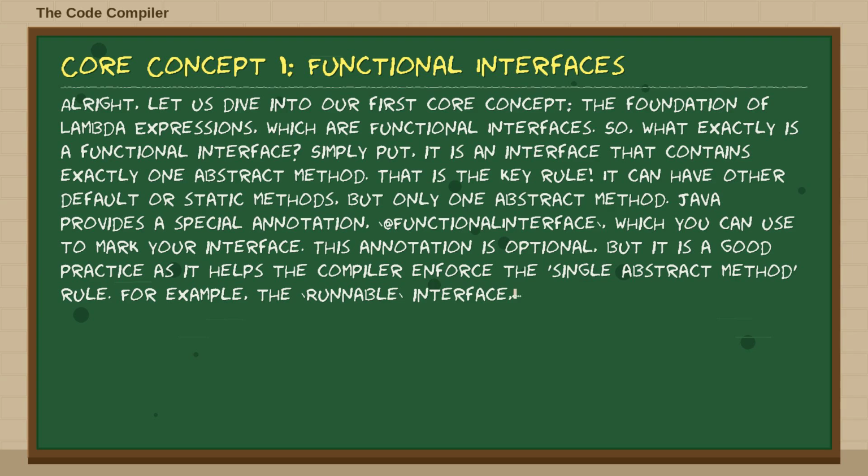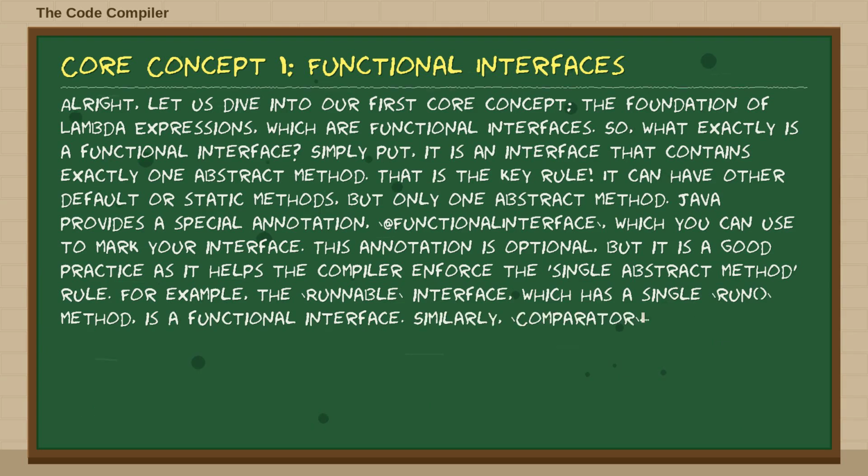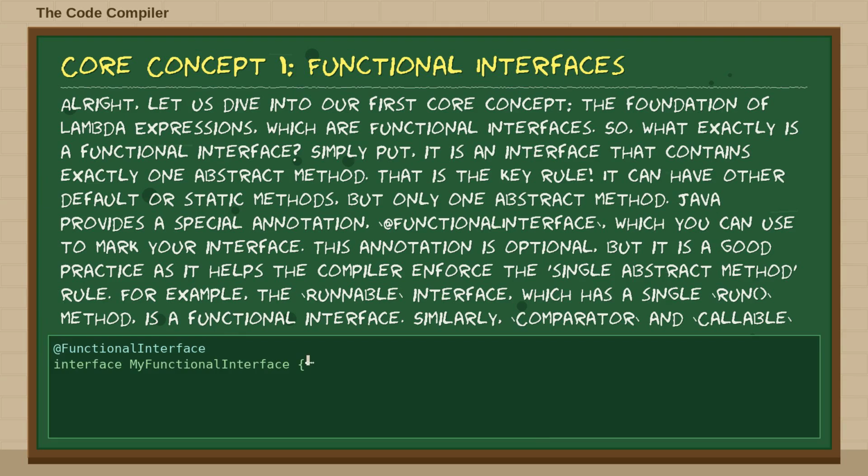For example, the Runnable interface, which has a single run method, is a functional interface. Similarly, Comparator and Callable are also functional interfaces. Lambda expressions are essentially a compact way to implement these single abstract method interfaces. Think of them as a shortcut for creating an anonymous inner class with just one method. Understanding functional interfaces is crucial because a lambda expression can only be used where a functional interface is expected.